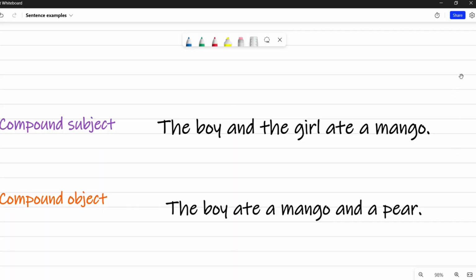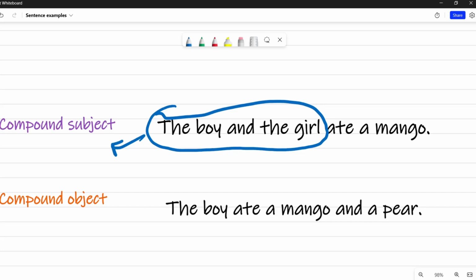We are going to look at 2 variants of subject and object that come in really handy when you're trying to figure out whether to use I or me. We are going to look at compound subjects and compound objects. All this means is that there are 2 entities that are smushed together to form a compound subject. So if we look at the sentence, the boy and the girl ate a mango, there are 2 subjects, the boy and the girl. They both are the entities doing the action. So the boy and the girl are our compound subject.